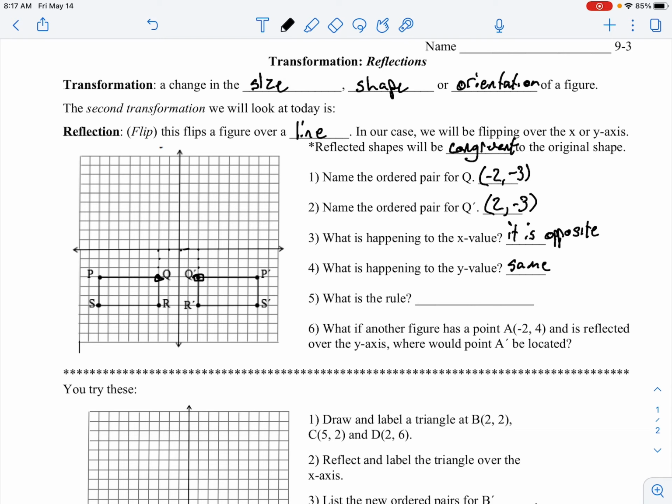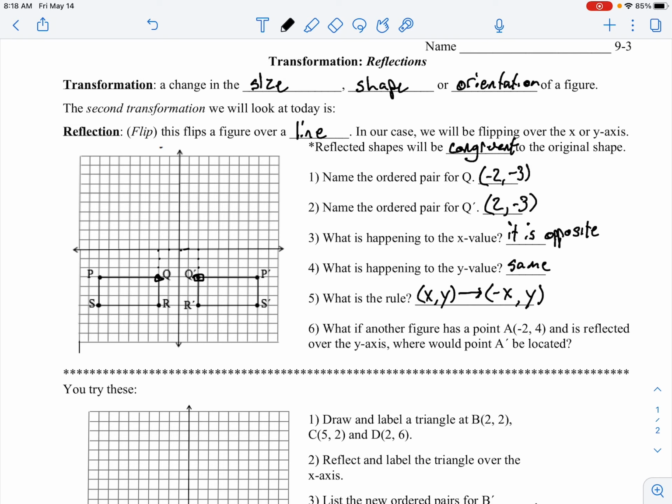So the rule is going to be kind of like we did yesterday, so we've got to say some point x comma y moved when it became -x comma y. So all we did was flip it over that line, the x value.